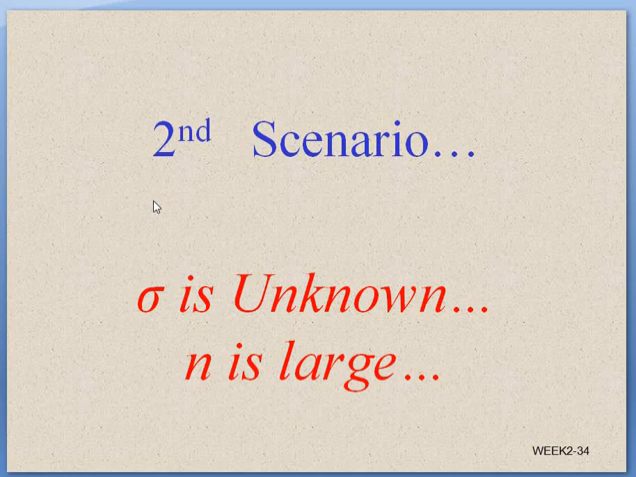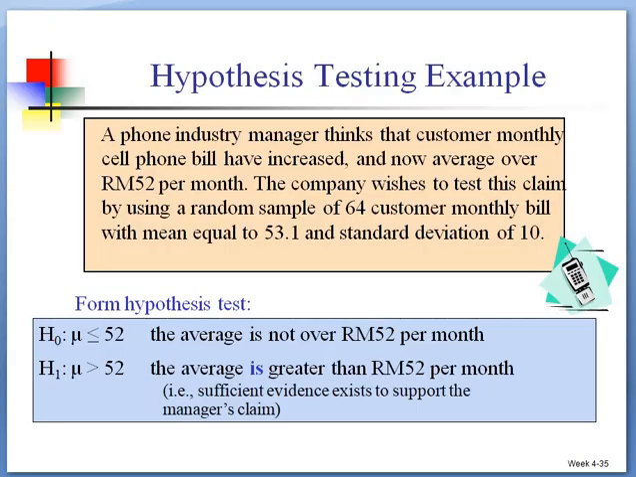Second scenario: the population standard deviation is unknown, and the sample size is large. For example, a food industry manager thinks that the customers' monthly cell phone bill has increased and now averages over 52 ringgit per month. The company wishes to test this claim by using a random sample of 64 customers' monthly bills, with mean equal to 53.1 and standard deviation of 10.